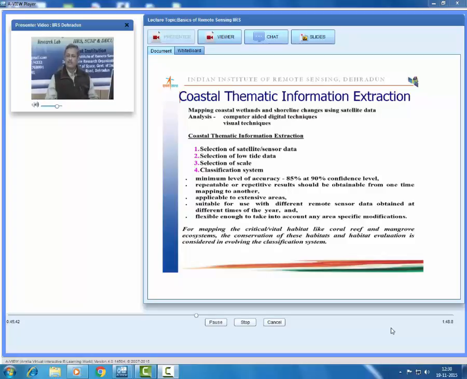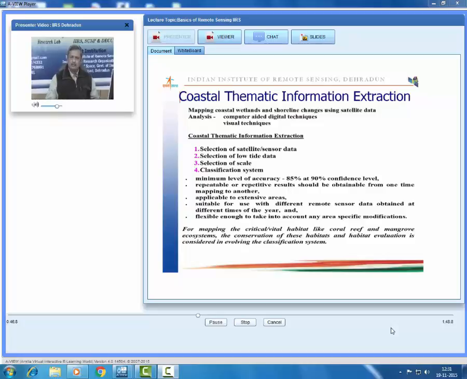Then classification system, there are various classification systems. So you have to see which classification system you will be using. Particularly, at least when coastal information system is concerned, the minimum level of accuracy you should achieve is around 85% of the confidence level, so that will give you a good result.